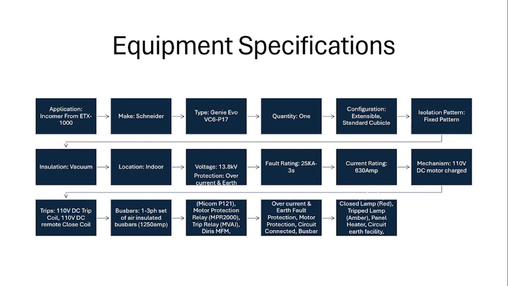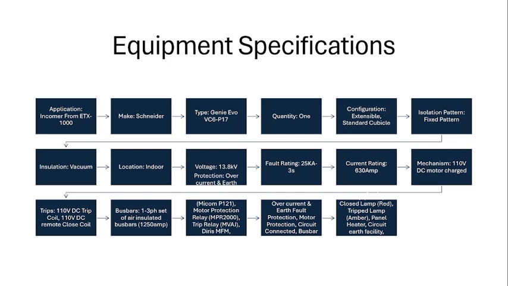The quantity required is 1, the insulation used is vacuum, and the location is indoor. The voltage level is 13.8 kilovolt, and for the protection we are using overcurrent and earth fault. The fault rating is 25 kiloampere maximum with a 3-second time period, and the current rating is 630 ampere.